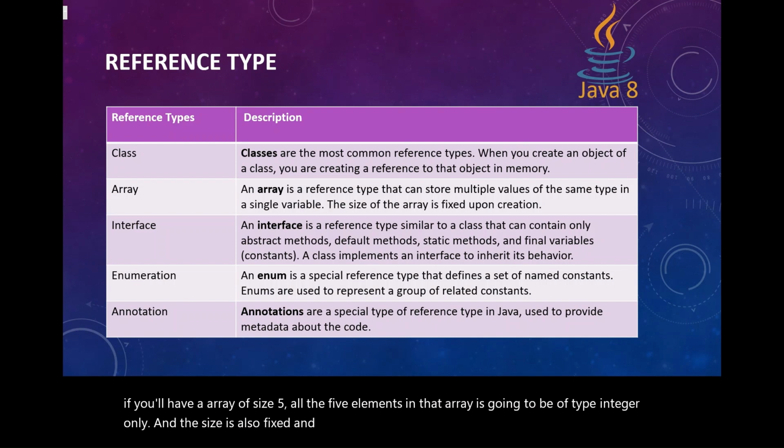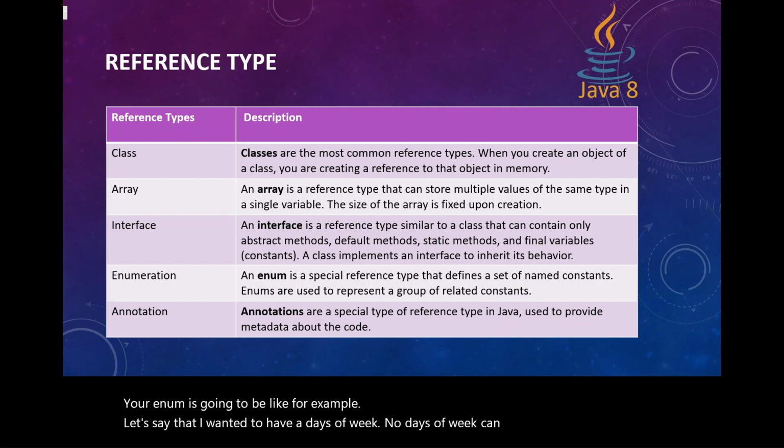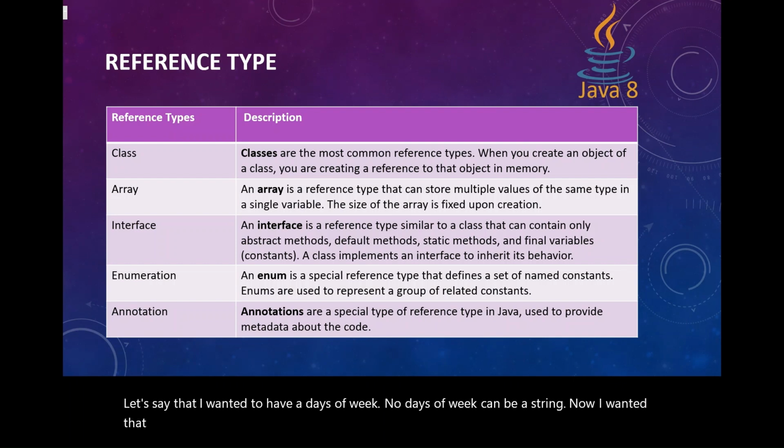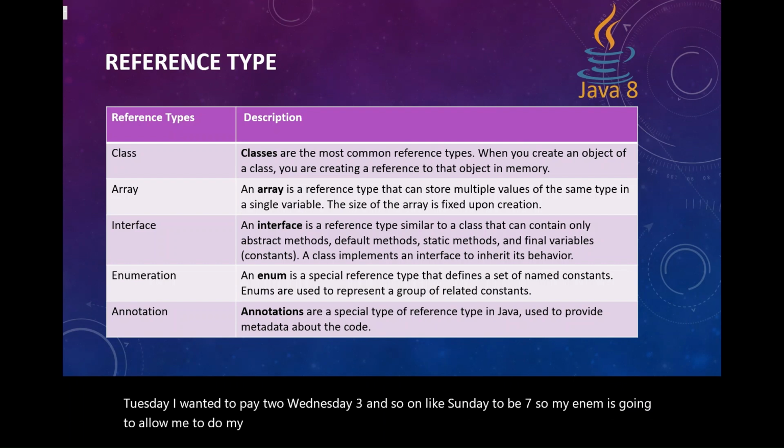And when you talk about enum, for example, let's say that I wanted to have days of the week. Now, days of the week can be strings. Now, I wanted that string to be connected with some value, let's say if I say it is Monday, I want it to be 1, and if I want it to be Tuesday, I want it to be 2, Wednesday 3, and so on, like Sunday to be 7. So my enum is going to allow me to do my own definition of named constants, basically. Whereas in the array, I wouldn't be able to achieve that.